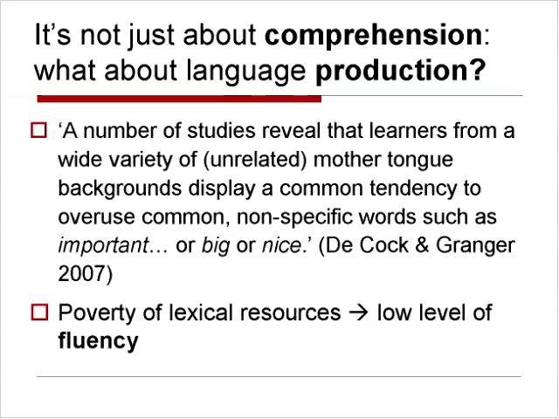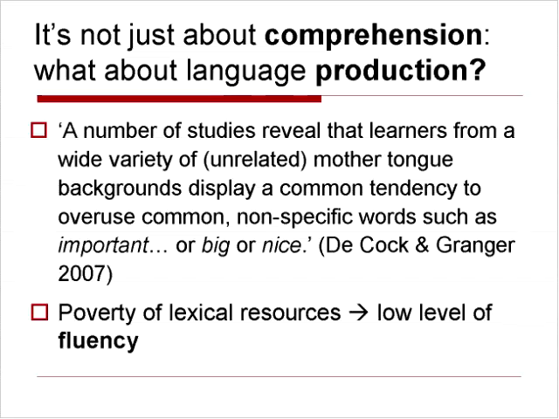A third point, I should say, is it's not just about comprehension. I mean, the two studies I looked at, Paul Nation and Norbert Schmitt, were talking about comprehension. In other words, how many words do you need to know in order to understand what you're reading or what you're listening to. But this also relates, of course, to language production, when you're writing, speaking.